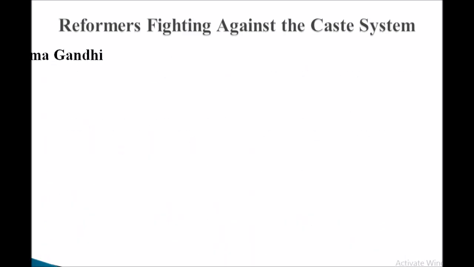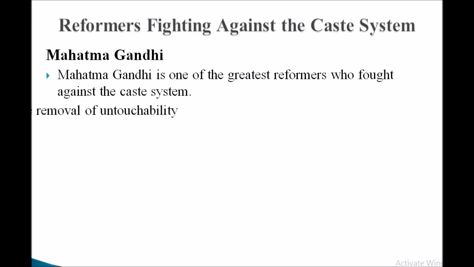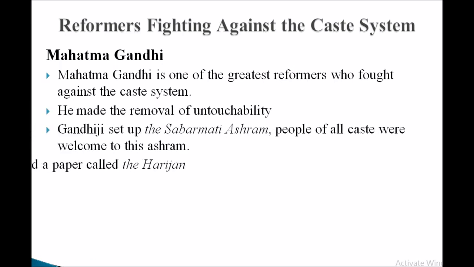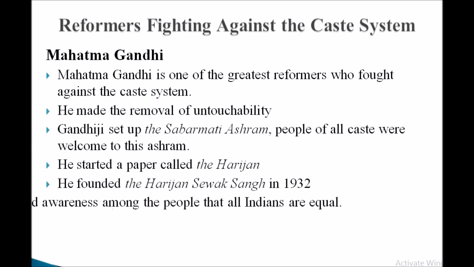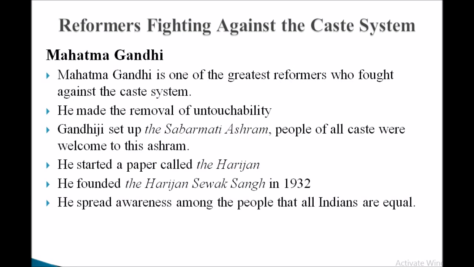Mahatma Gandhi is one of the greatest reformers who fought against the caste system. He made the removal of untouchability a part of his constructive program. As a practitioner of ahimsa, Mahatma Gandhi sought to speak the truth and advocated that others do the same. Gandhiji set up the Sabarmati Ashram in Gujarat in the year 1915.